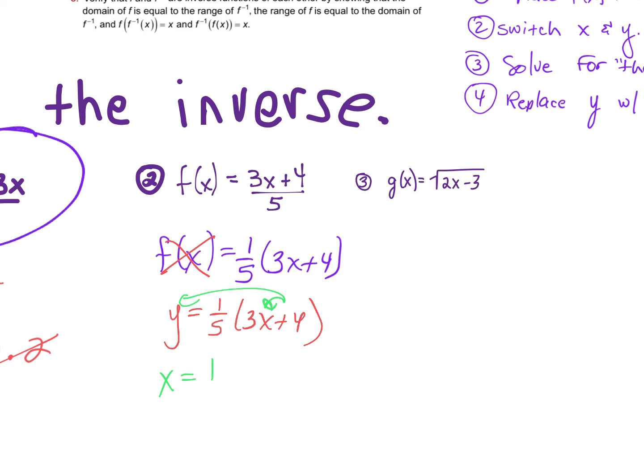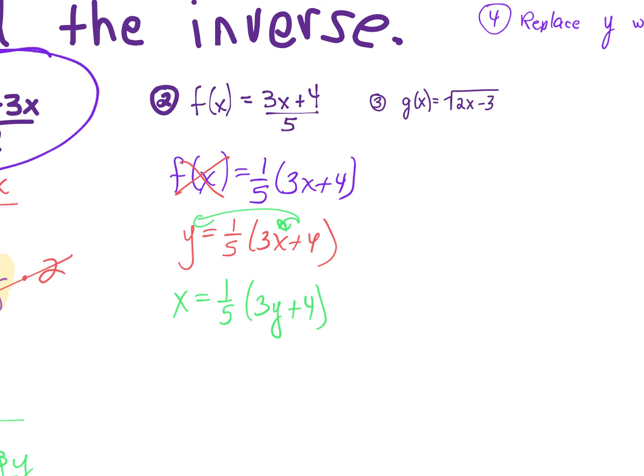So x equals 1/5 (3y plus 4). Now I'm doing what? Solve for y. We're solving for y. So what's the first thing? How do I isolate y? What's the first thing I'm going to do? Multiply both sides by 5. Good. So I have 5x equals 3y plus 4.